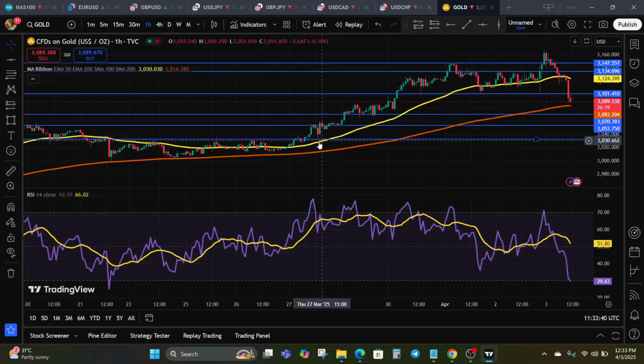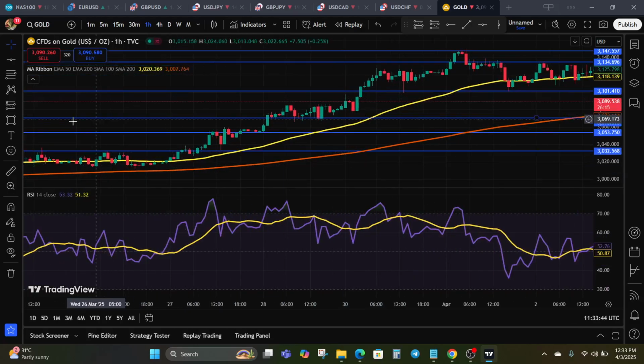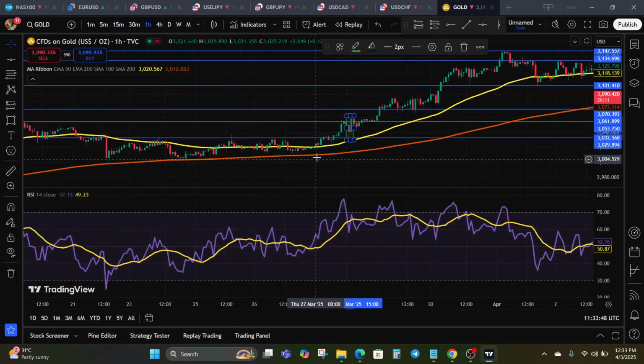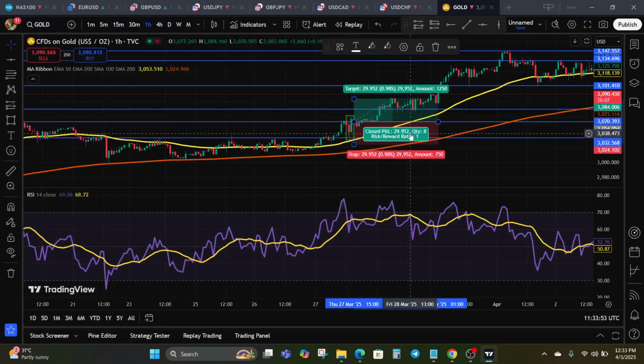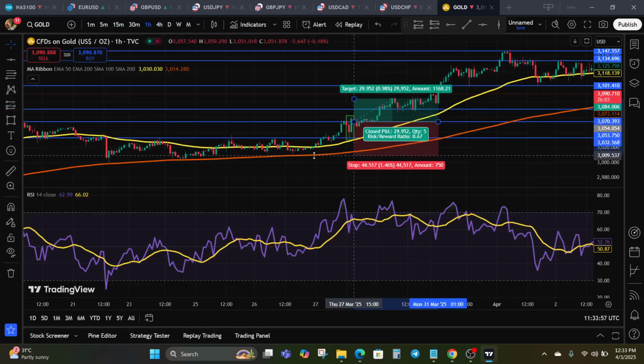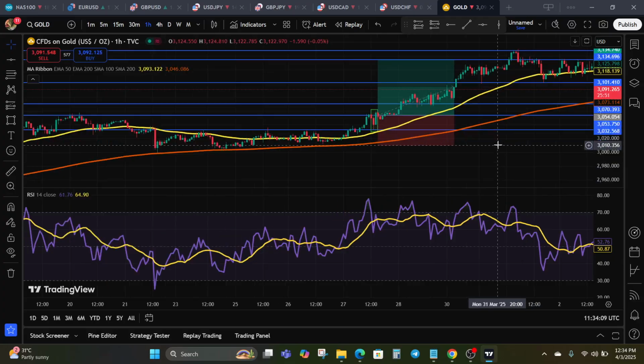Then you enter when a bullish engulfing pattern or any other bullish candlestick pattern forms. But in this case, we had a bullish engulfing. You can see. So you enter a buy trade after that bullish pattern. Then you set your stop loss just below the previous swing low. All right. And then your take profit level can be at the next key resistance zone or when the RSI gets into the overbought territory.